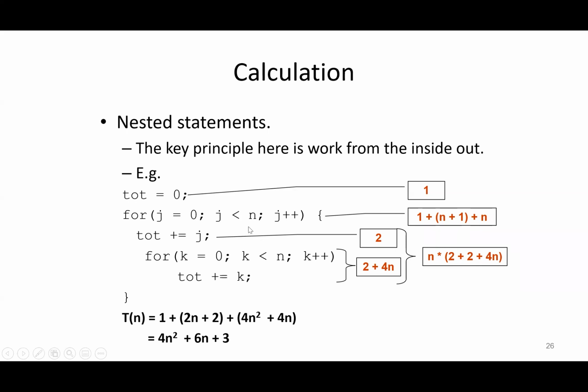And then this outer for loop will loop n times. So that's why here we multiply the whole thing by n. Okay, n multiplied by 2 plus 2 plus 4n. So you just add up everything together, and at the end you get 4n power 2 plus 6n plus 3.